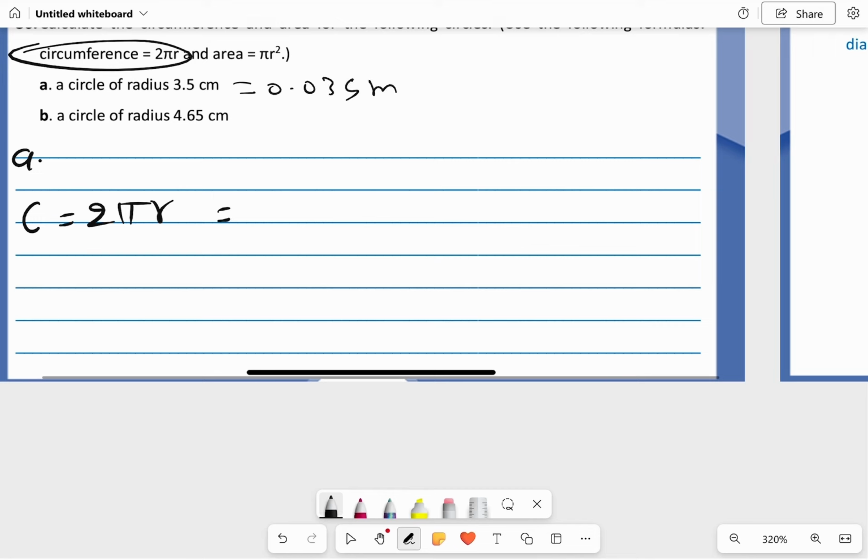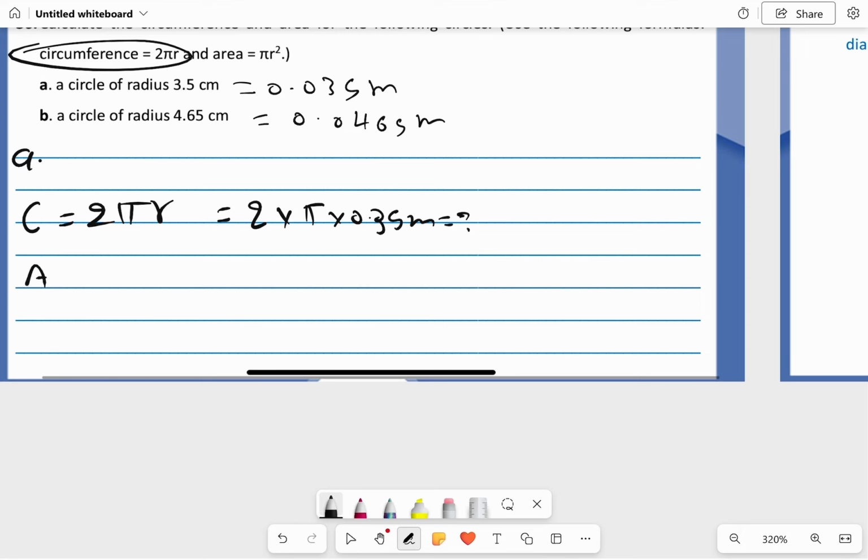Make this one 0.035 meters, and this one will be 0.0465 meters. Okay, so you have 2 times pi times 0.035 meters. Try to find this. This is for the circumference for the first one.